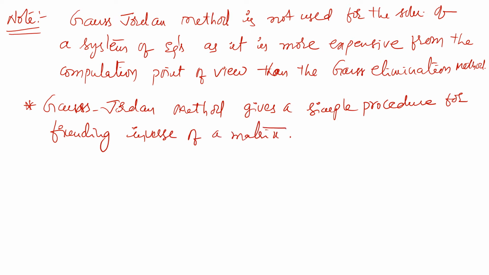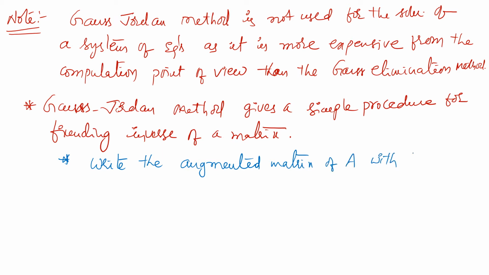Okay, what is the method here? Or how to find the inverse of the matrix? Write the augmented matrix of A. Write the augmented matrix of capital A with the identity matrix of the same order.